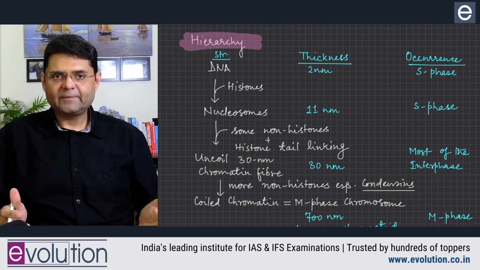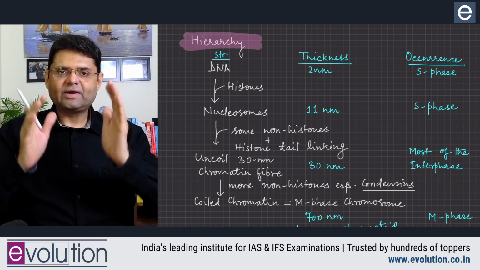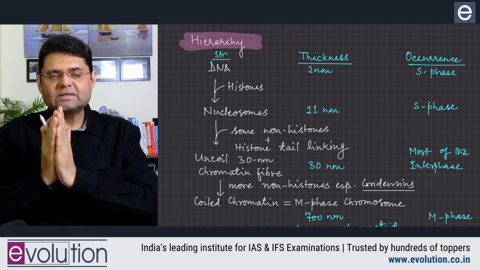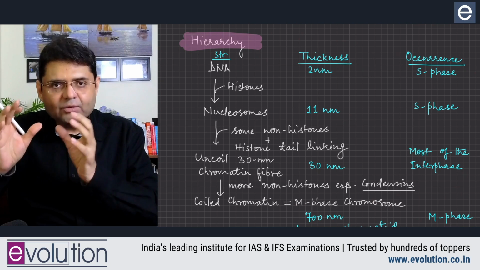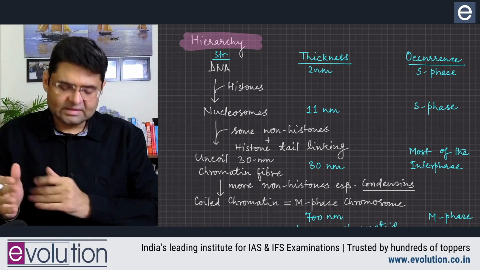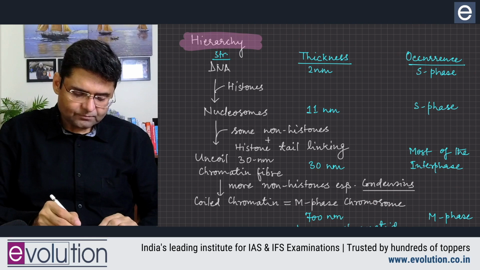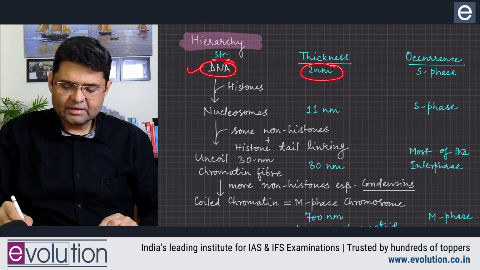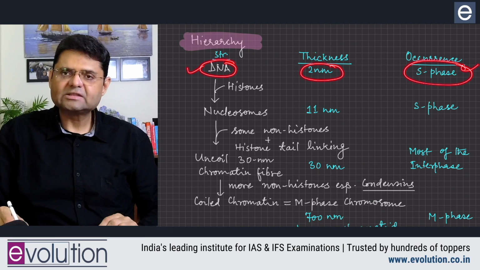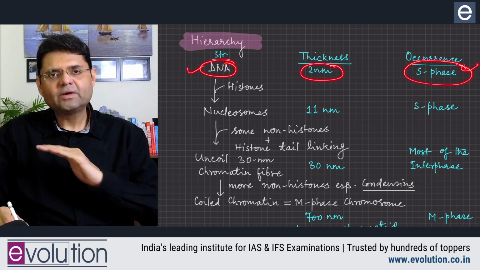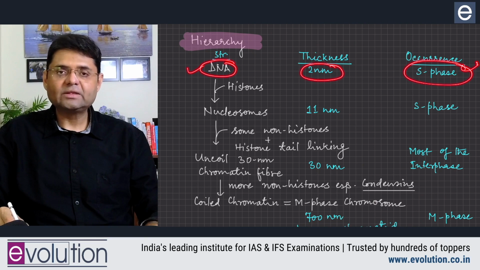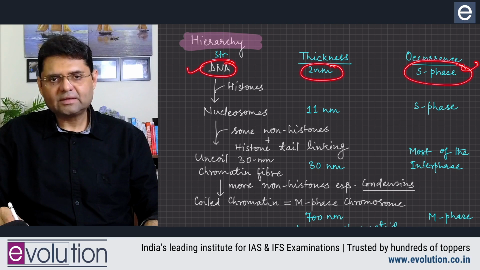Once we have mentioned this, the only thing we have to do is the hierarchy. I have divided the hierarchy into 3 columns: what is the structure, what is the thickness at that level, and in which stage of the cell cycle does it occur. The first level is naked DNA. Thickness is just 2 nanometer. It occurs during the synthesis phase, because during synthesis DNA is made totally clear of the structural protein, only then can it be replicated. So naked DNA you will find only in the S phase.